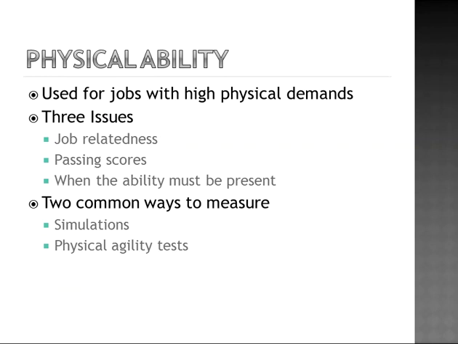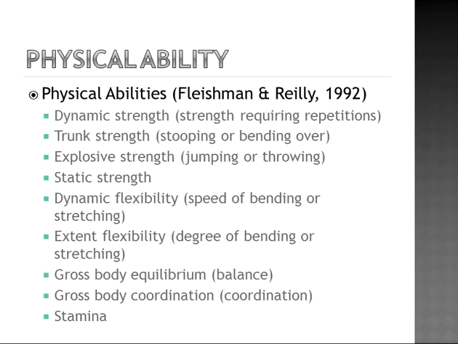Three issues are going to be job relatedness, what the passing scores are going to be, and when the ability must be present. The two common ways to measure are through simulations and physical agility tests. So other physical abilities, dynamic strength, trunk strength, explosive strength, static strength, and so on.